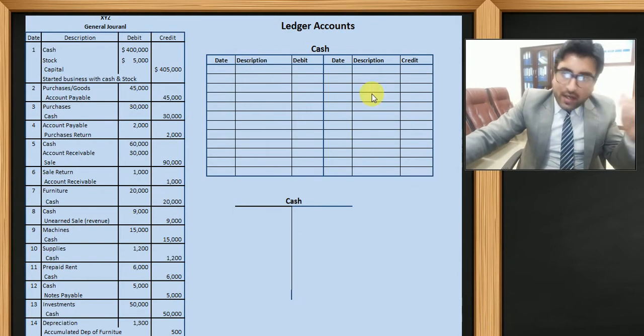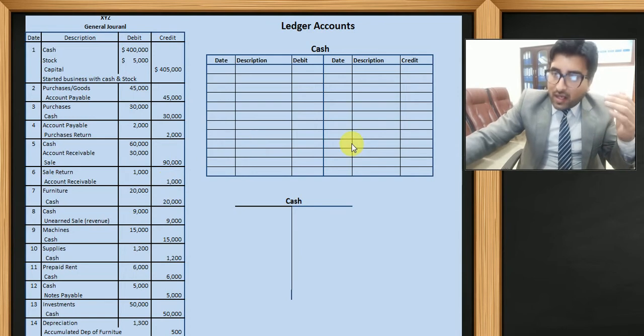So what are ledger accounts? Ledger accounts are separate accounts in which the classified records of all business transactions are shown. In other words, for all transactions we have in the general journal, we create separate accounts and then we post all transactions into them. Simply, we call these separate accounts our ledger accounts.